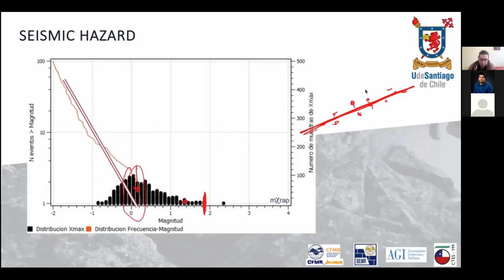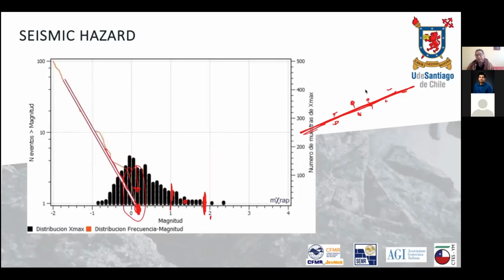And that happens because the intersection between the Gutenberg-Richter line and the magnitude axis generates the mode of the distribution of the maximum magnitude. It's a value that repeats most of the time. But you can still have an event of magnitude 1 in this data set, an event of magnitude 2, and even larger.